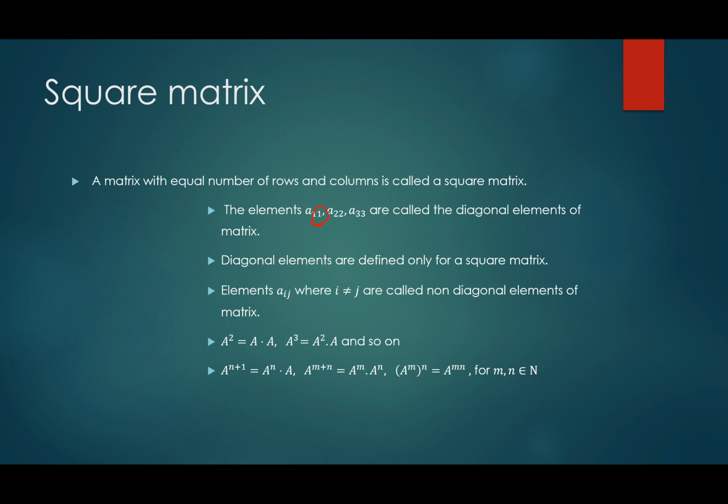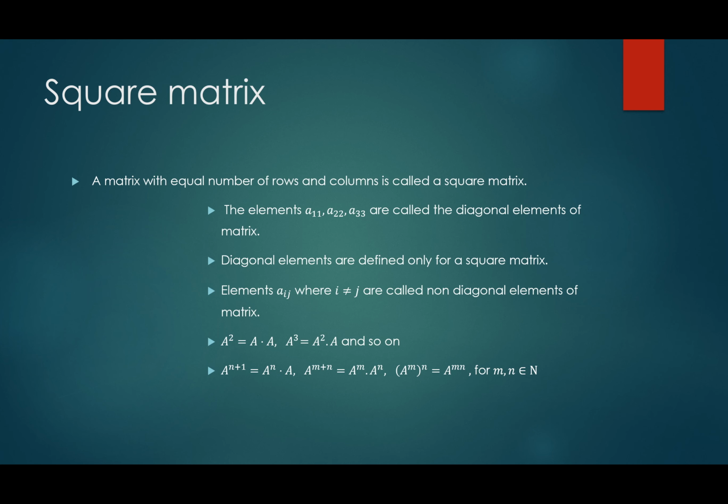So the first number indicates the row number, the second number indicates the column number. So when I say a11, I mean element a from the first row, first column. Then a22 means the element from the second row, second column. a33 is the element from the third row, third column. So these are called diagonal elements of a matrix.